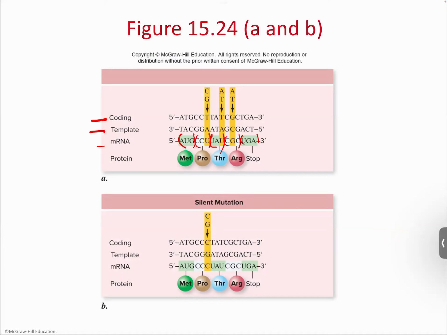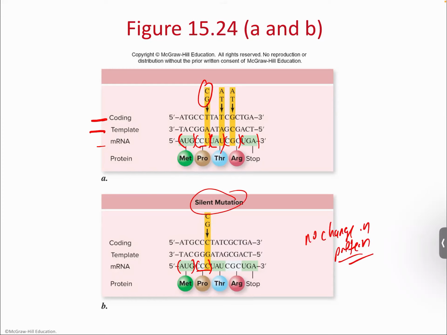Now, what happens if we change the CG? So we're going to take a look at this one first. If we do a CG change, in this particular case, we're still going to have our AUG, so that's our methionine, and our proline is still there. So CCC versus CCU, that's a codon that basically encodes for the same amino acid, proline. You got lucky here. You changed your codon, but you didn't change your amino acid. So that's a silent mutation. So no change in your protein.